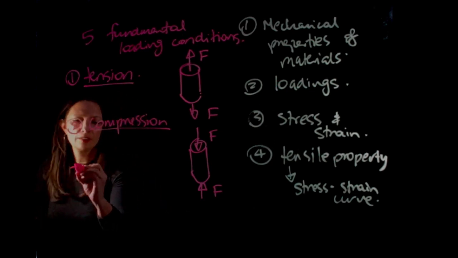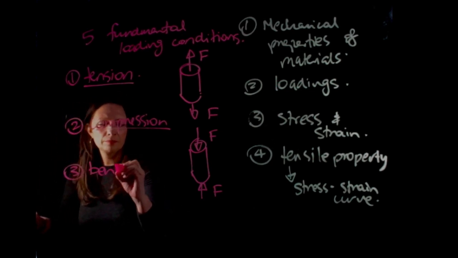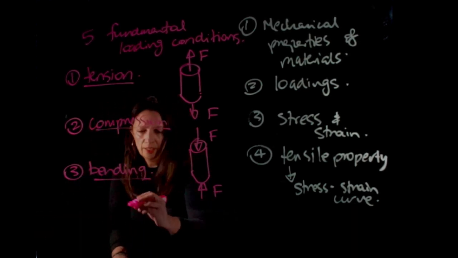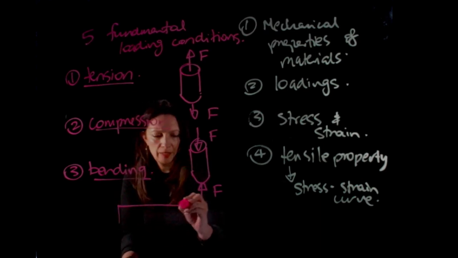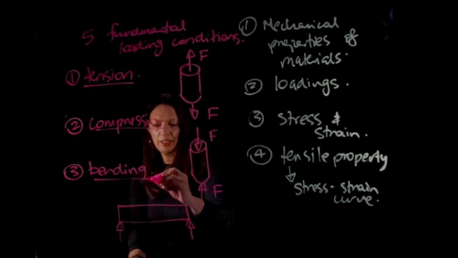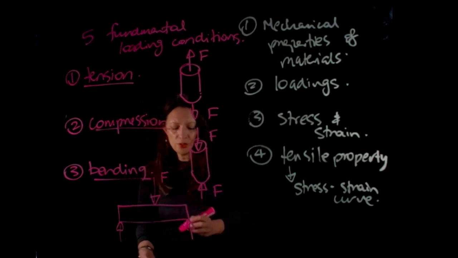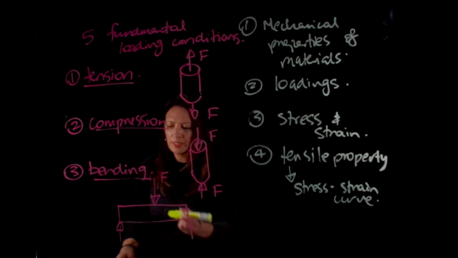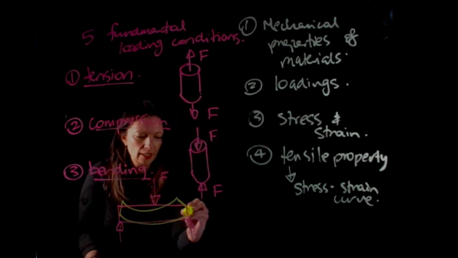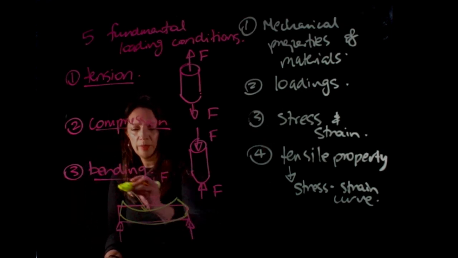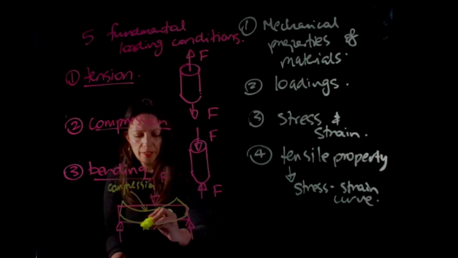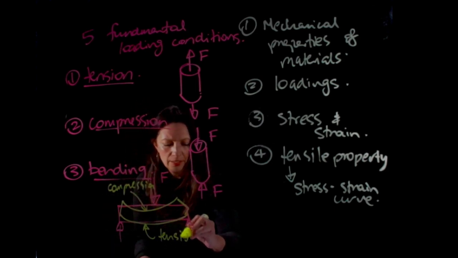Third, we have bending. And in bending, we have a beam, and we have some supports at the end, and we apply a load to that beam. The beam will bend. And on one side of the beam, we're going to have compression. And on the other side of the beam, we're going to have tension.